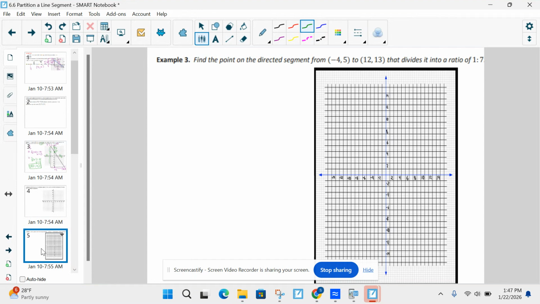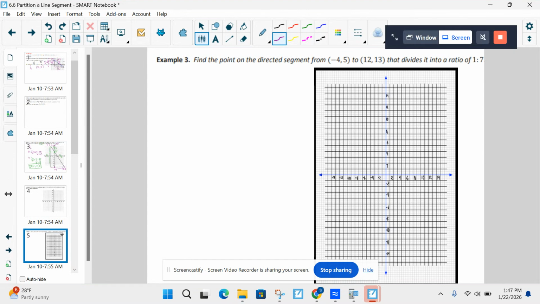-4, 5. Graph is impossible to read. 1, 2, 3, 4.